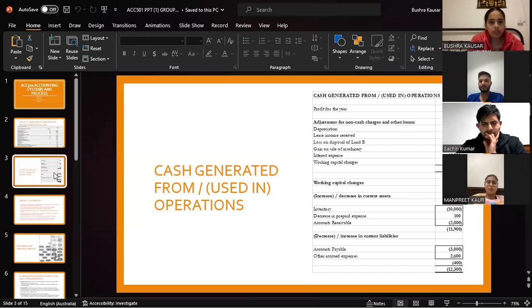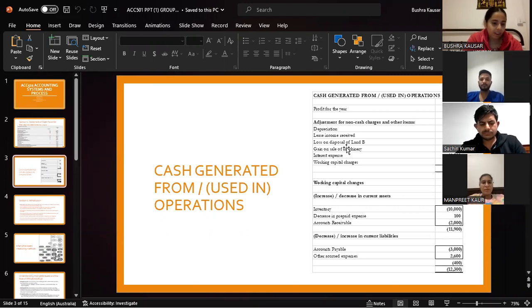Now, if we come to the cash generated from operations, this section presents a reconciliation of the company's net income or profit of the year to its cash generated from operating activities, often referred to as the indirect method for calculating cash flows from operations. The net income is the starting point, amounting to 33,000. Adjustments are then made for non-cash charges and other items. These adjustments convert the income statement from an accrual basis to a cash basis, which is the purpose of the cash flow statement. Here are the adjustments made.